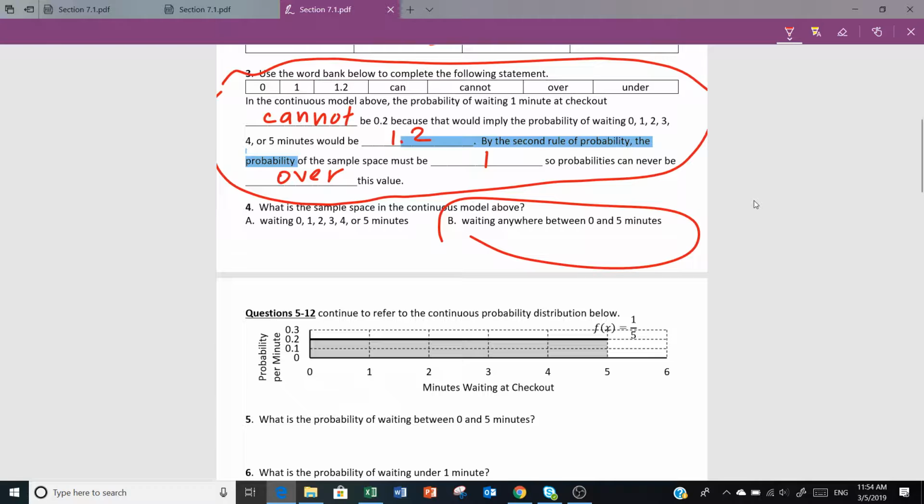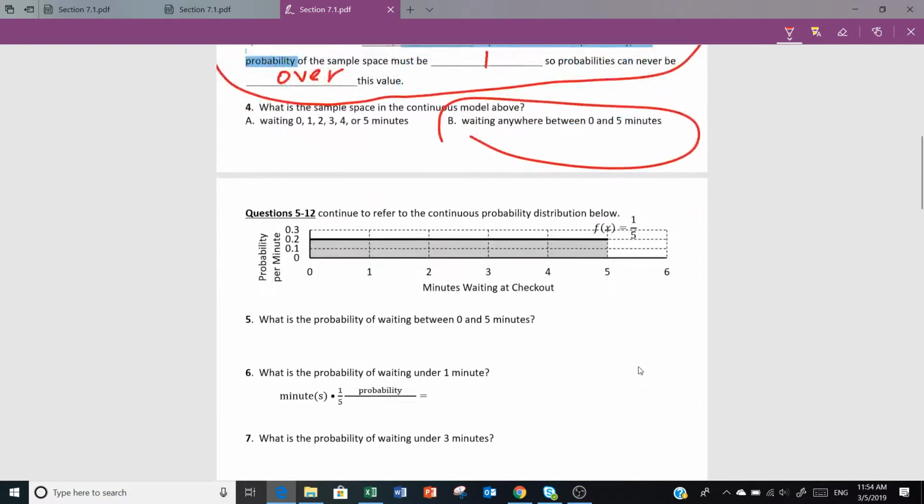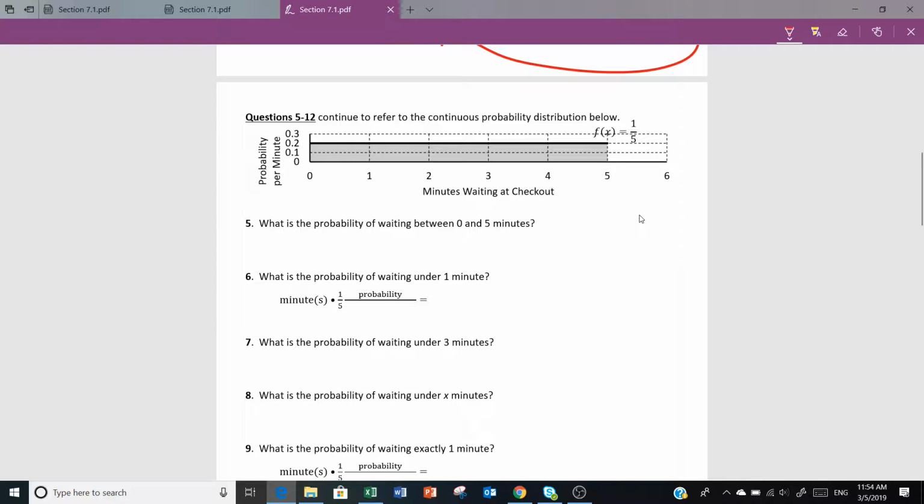Well, let's see if we can answer these questions. The first one's not that hard. This is the probability of the sample space. So let's see if we can answer as many of these questions as possible after we answer Michaela's question.